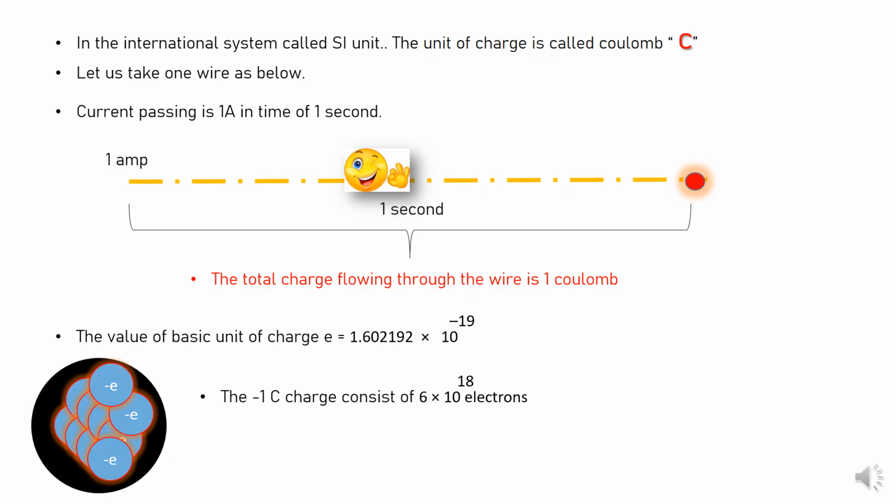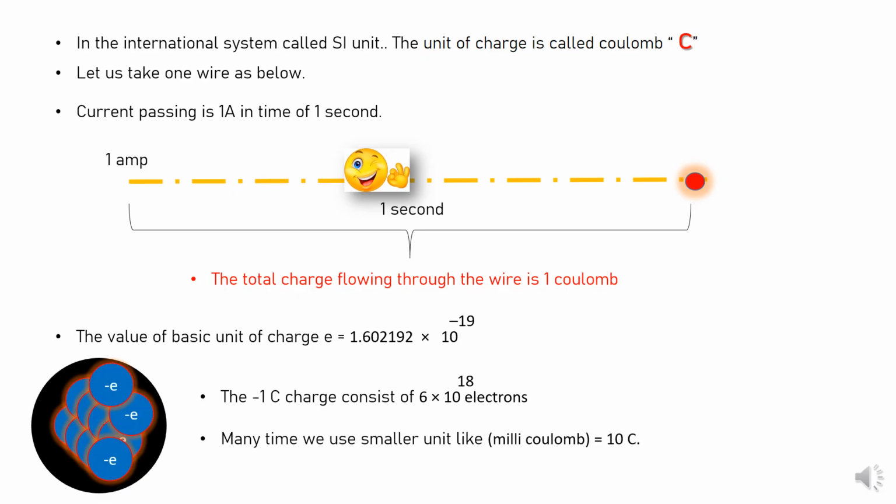The 1 C charge consists of 6 into 10 raised to 18 electrons. It is too large in size. So many times we define 1 coulomb as equal to 6 into 10 raised to 18 electrons, and that is why this is a big unit. So we often define it in millicoulombs or microcoulombs, 10 raised to minus 3, 10 raised to minus 6 also.